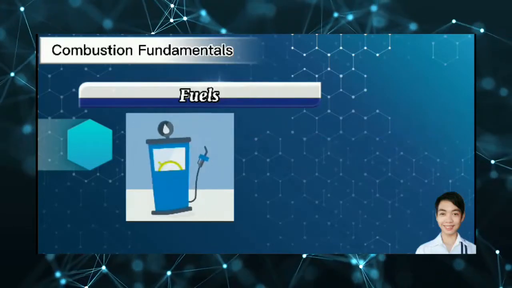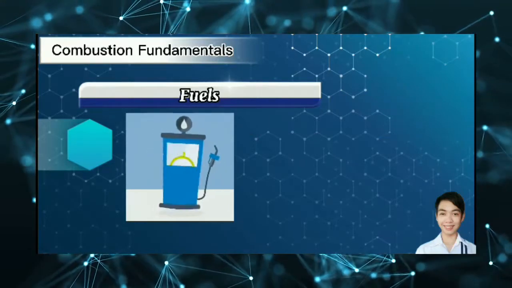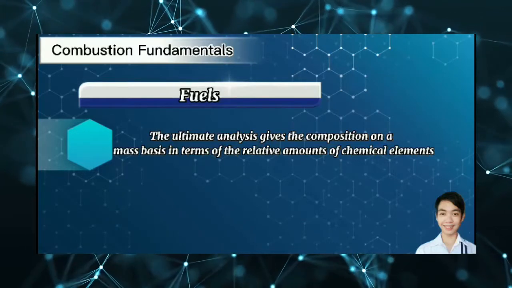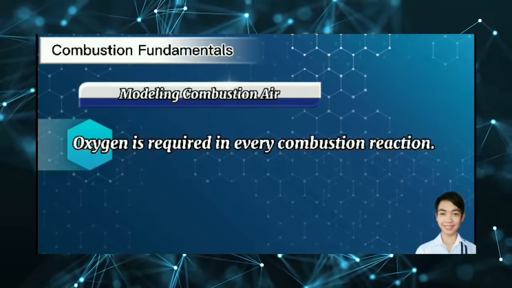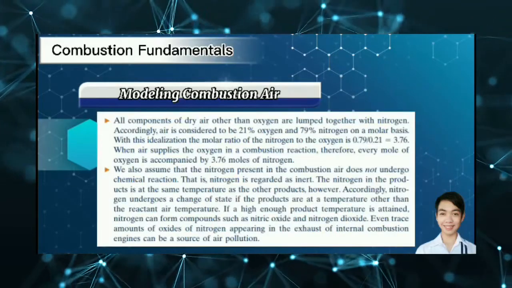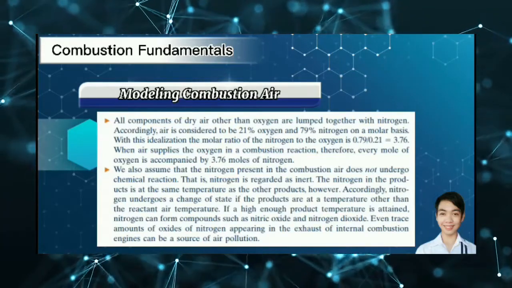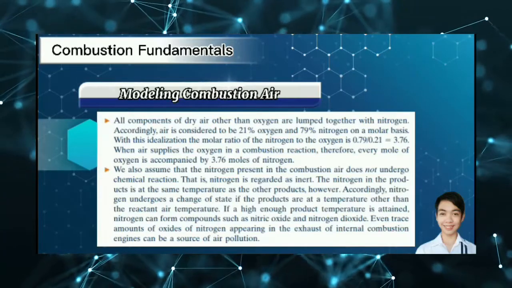For combustion calculations, the composition of coal is usually expressed as the ultimate analysis. The ultimate analysis gives the composition on a mass basis in terms of the relative amounts of chemical elements. Oxygen is required in every combustion reaction. It is important to note that in this model, air is assumed to contain no water vapor. When moist air is involved in combustion, the water vapor present is usually considered in writing the combustion equation.